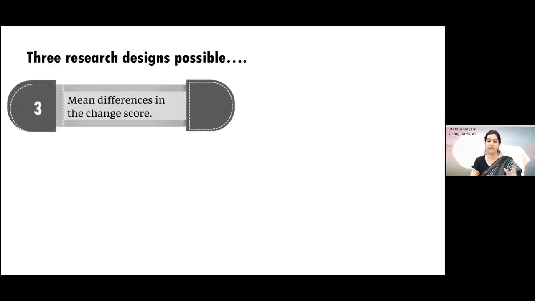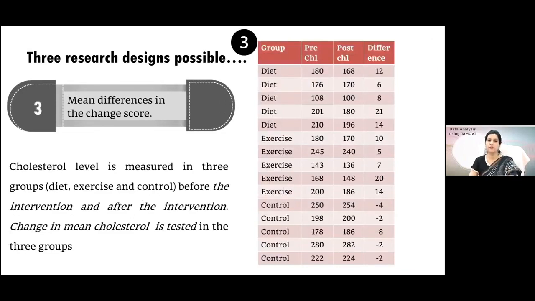The third type of research design could be if you want to see the change in the mean score, or the mean difference in the change score, like we have seen in the independent sample t-test. So here you can see there is an intervention which is diet, like the previous one, exercise and control, and you have got 2 measurements here, paired values, before and after intervention. This is the before intervention cholesterol level, and this is the after intervention cholesterol level, and this is the difference.